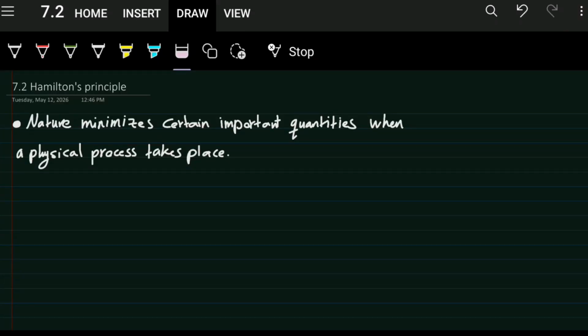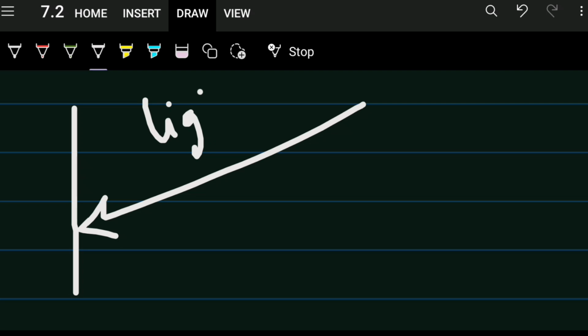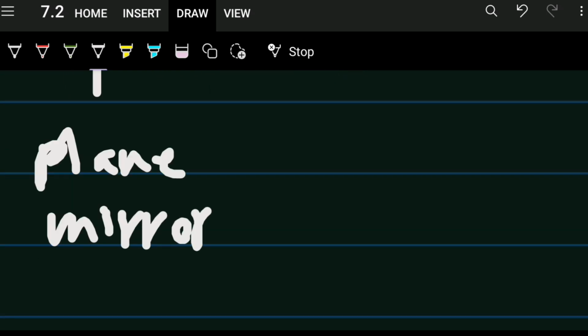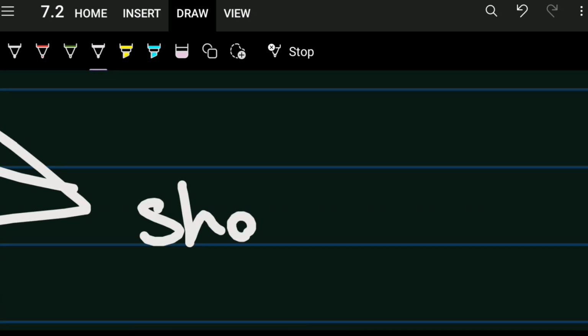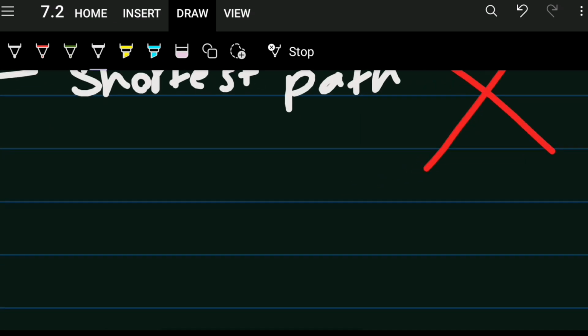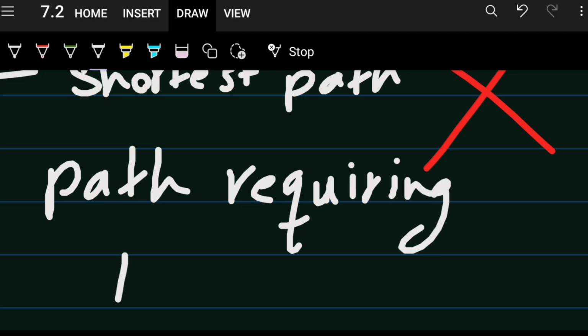Minimal principles in physics, where nature minimizes certain important quantities like action or potential energy when a physical process takes place, have a long and interesting history. It was first developed in optics, by the assertion that a light ray that travels from one point to the other by a reflection of a plane mirror always takes the shortest possible path. But that assertion didn't yield the correct law of refraction, so it was reformulated by postulating that a light ray always travels from one point to another by the path that requires the least time.